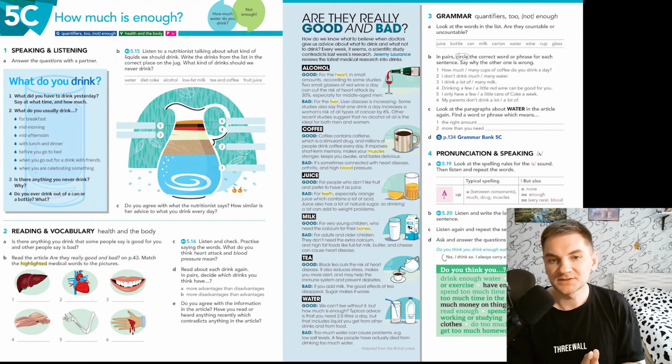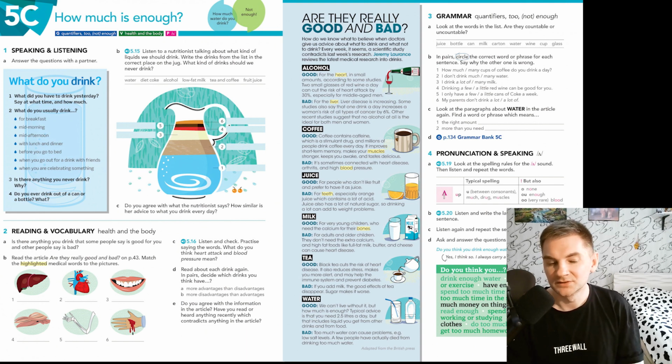Part 2 is called Health and the Body. You're going to revise vocabulary related to the name of this part, of course, and there is a nice article to read. It's not difficult and it's really interesting. And there are a lot of things to discuss in the article. Then a grammar part follows.